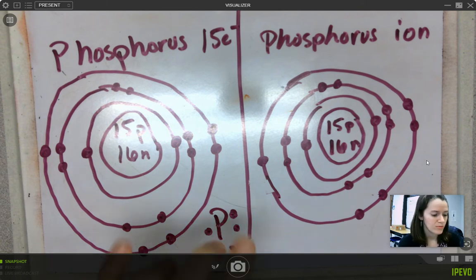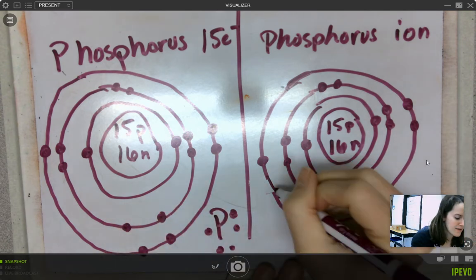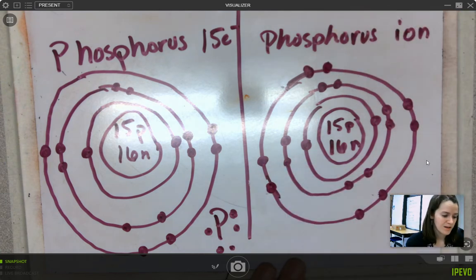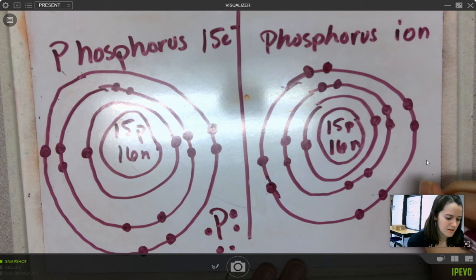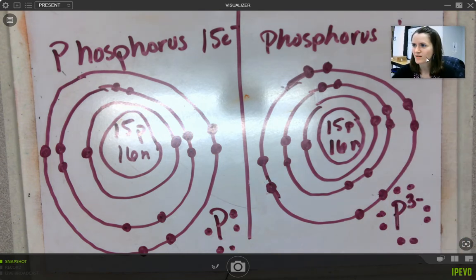Okay, so we've got 5. We're more than halfway to 8, so we're going to add 1, 2, 3 to get 8. So this will be phosphorus 3 negative with 8 electrons around it. Oh, you can't see that. There we go. So that's the phosphorus ion.